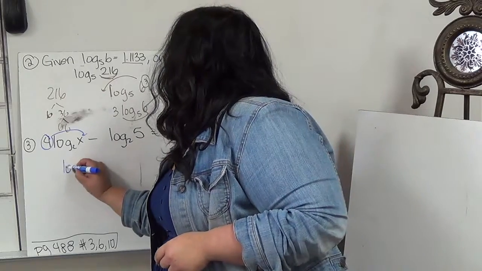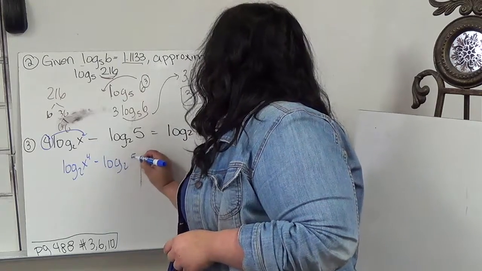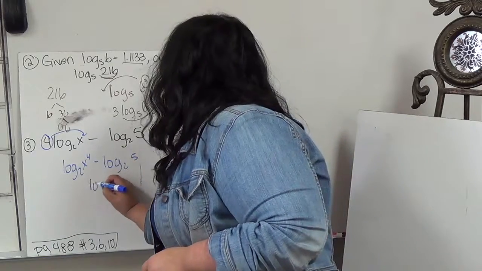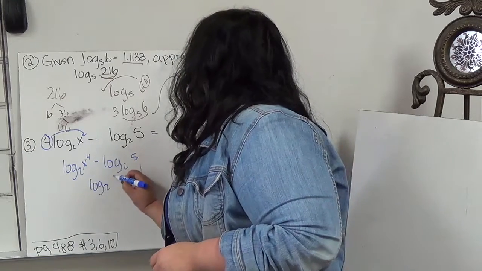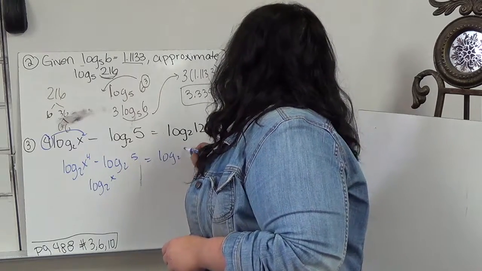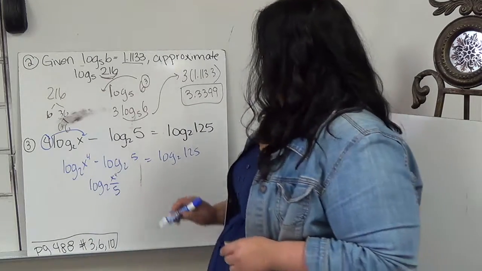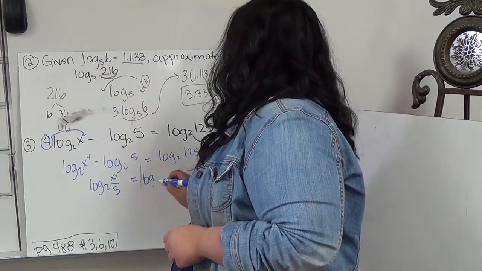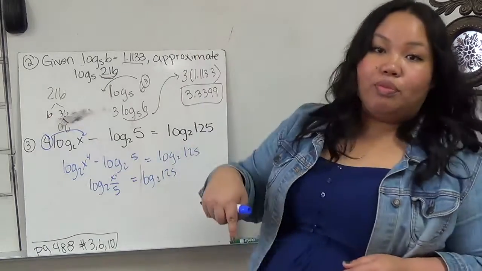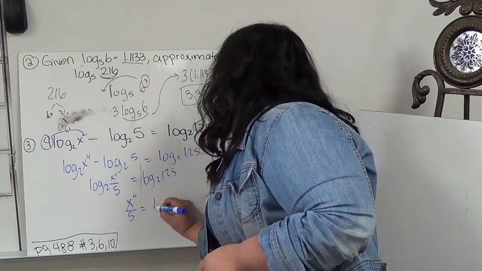So this would be log base 2 of x to the 4th minus log base 2 of 5. And because these are being subtracted, that means I divide. So this would be log base 2 of x to the 4th divided by 5 equals log base 2 of 125. Because these are the same, I can apply the rule that I learned from last section, and I have x to the 4th over 5 equals 125.